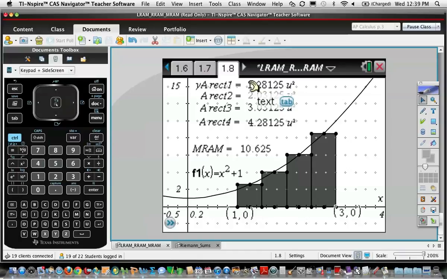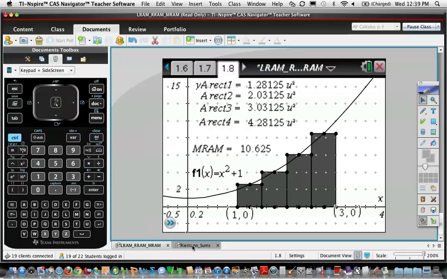Now, by the way, there's nothing magical about left, right, and midpoint for getting our function heights. I could have picked any point in here. Your book's going to call it a sampling point. I could have picked any point in this subinterval, plugged it into the function, and used that as my height. It doesn't have to be at the left end or the right end or the midpoint. Those are the ones we usually use.